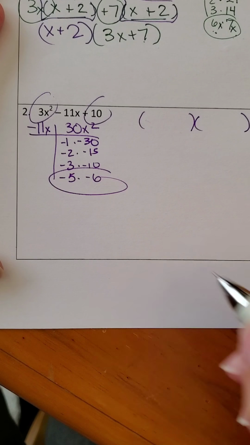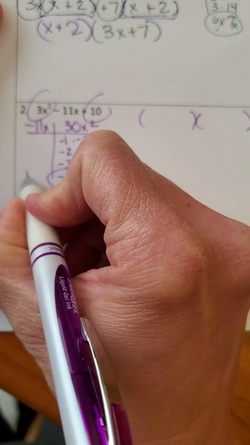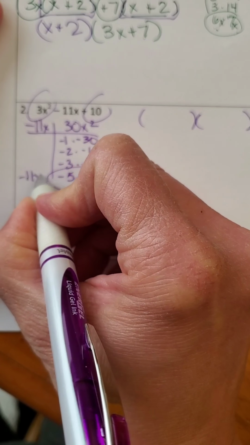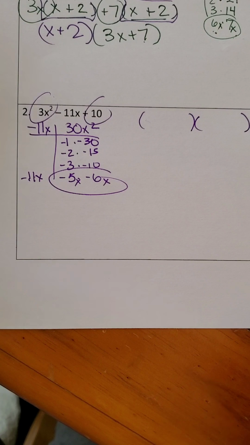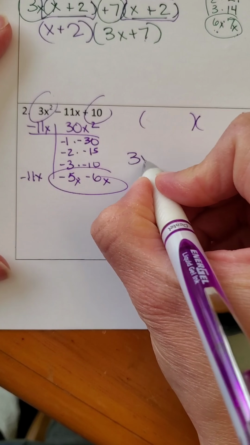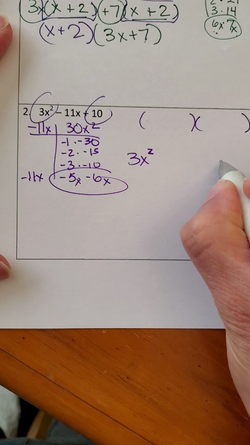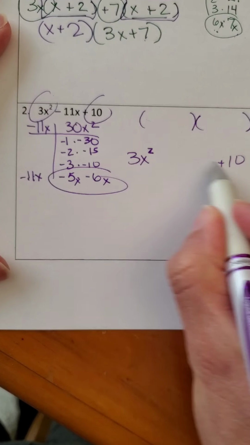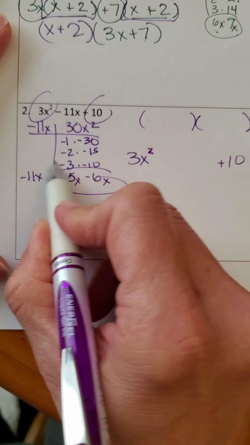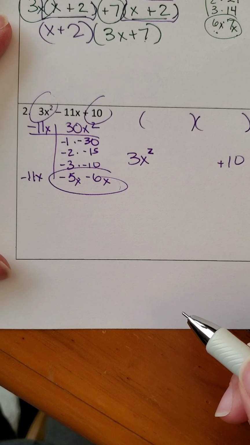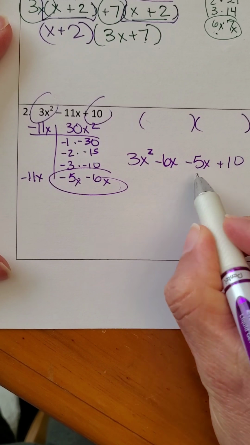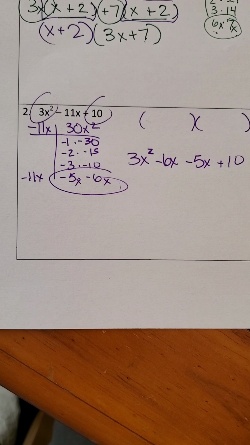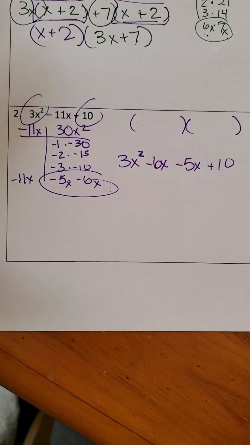That's my negative 11. So if I put my x's back, I get negative 11x when I add and positive 30x when I multiply. So I'm going to rewrite my 3x squared and my 10, but instead of the negative 11x, I'm going to put negative 5x and negative 6x. And again, I'm going to put the negative 6x first and the negative 5x last because the 5 and the 10 kind of naturally go together. And the 6 and the 3 do.